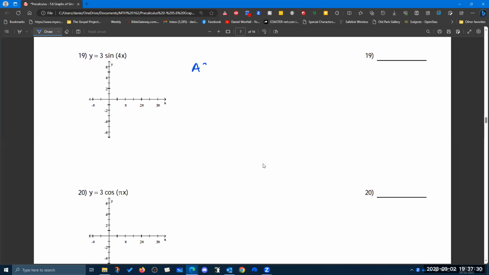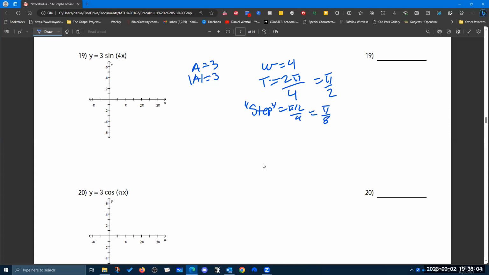Now my A is 3, which is the same as the absolute value of A for my amplitude. My omega is 4, so T is 2 pi over omega, which is pi over 2. All right, that goes better with the tick marks that I have this time. So my step is going to be pi over 2 divided by 4, which is pi over 8.